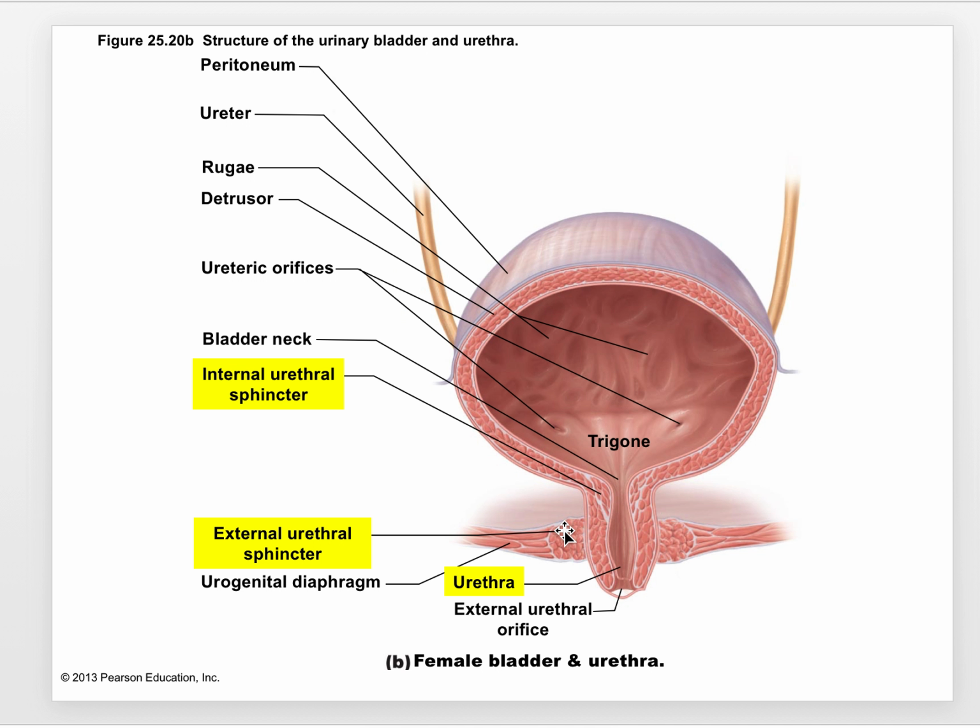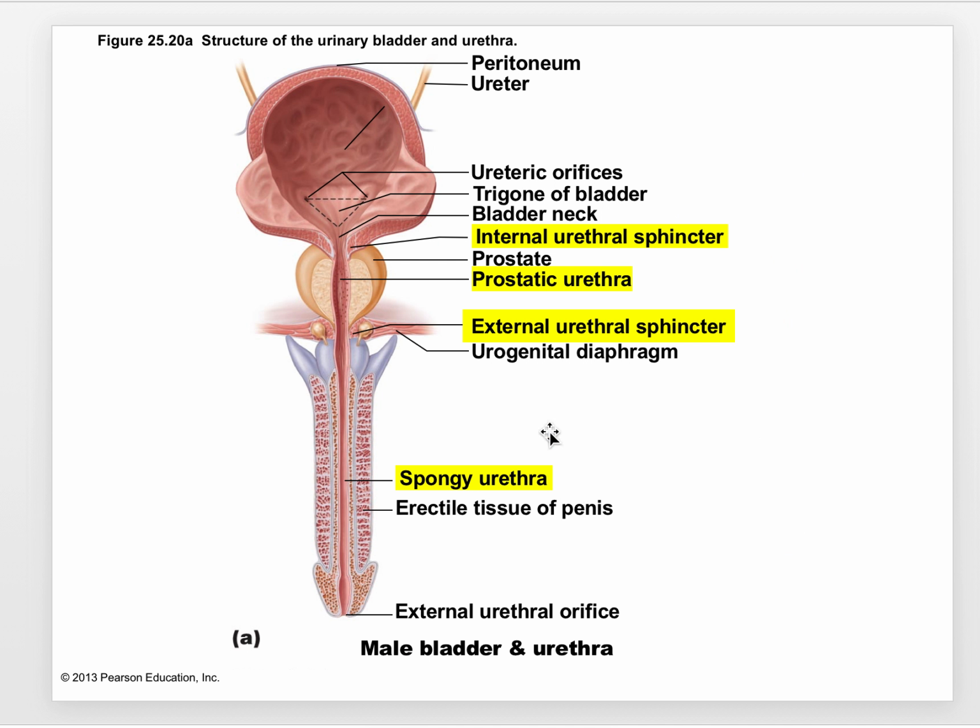This is the female. The next is the male. Have the bladder. Here's the prostate inferior to the bladder. The urethra of the male is longer, goes through the penis and to the outside, to the external urethral orifice.